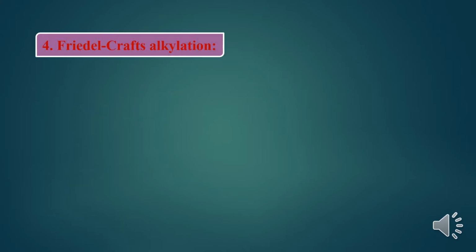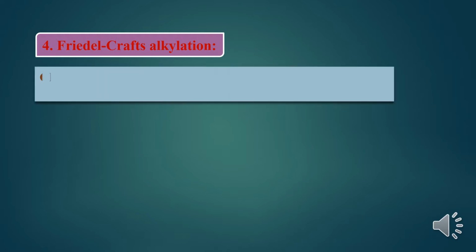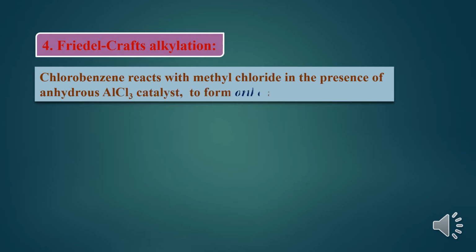Next one, Friedel-Crafts alkylation. So these Friedel-Crafts reactions are important with respect to examination. 1 or 2 marks important they will ask in the examination. So first one, Friedel-Crafts alkylation. So in the Friedel-Crafts alkylation, again chlorobenzene reacts with methyl chloride in the presence of anhydrous aluminum chloride as a catalyst to form again ortho and para products or ortho and para isomers.